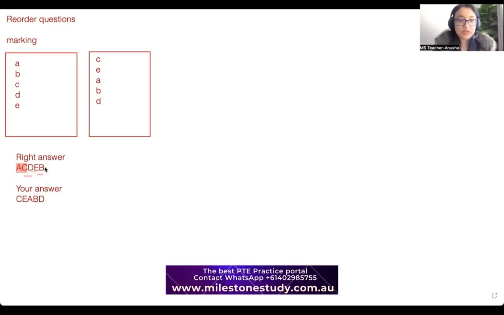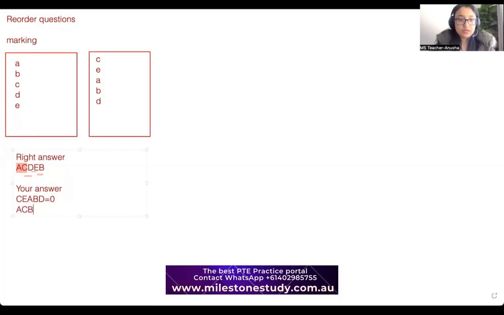Your answer, CE is not a match. CE is not a pair here. EA doesn't match with anything. AB, far apart. Nothing matches. BD also not together. That's why this answer is 0 marks. So our concentration should be on making pairs.